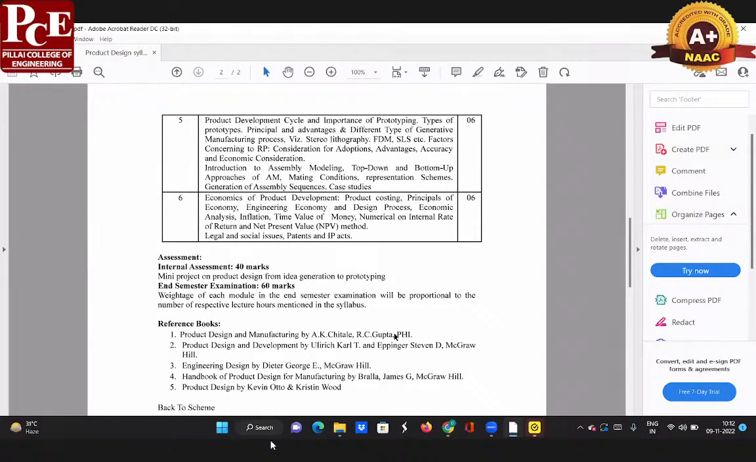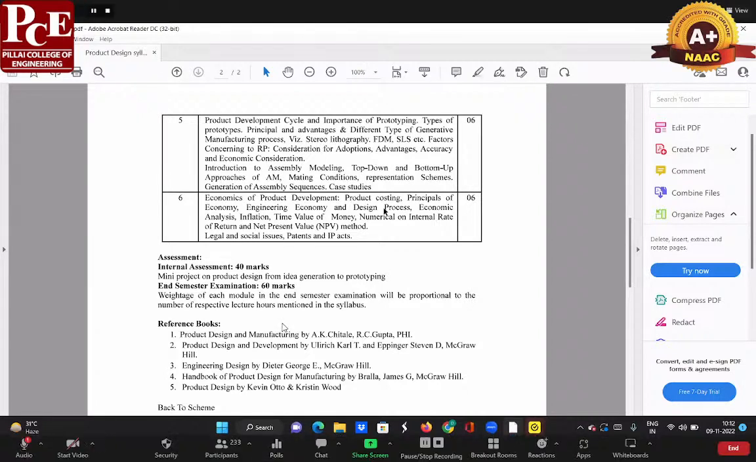Then in module number 5, once you design the product, before you actually manufacture it, you have to test it. You have to do the prototyping or the model of the product. This prototyping, or the working model, we can fabricate with the help of different manufacturing techniques. One of the very popular techniques is rapid prototyping, and nowadays we call it 3D printing or additive manufacturing.